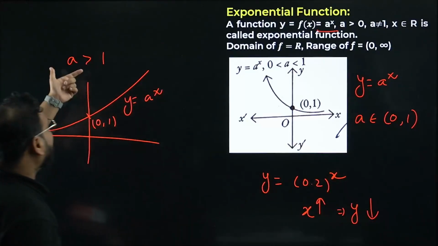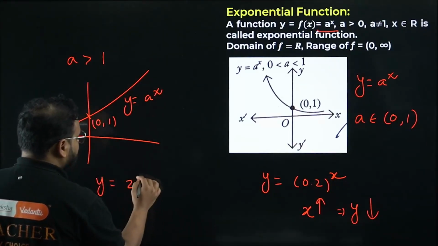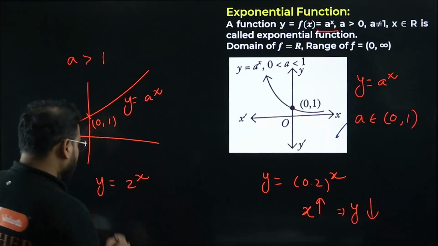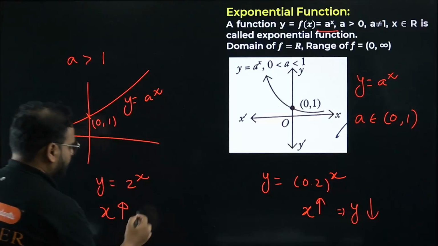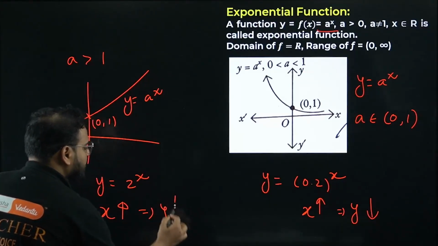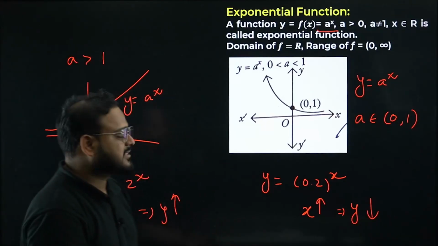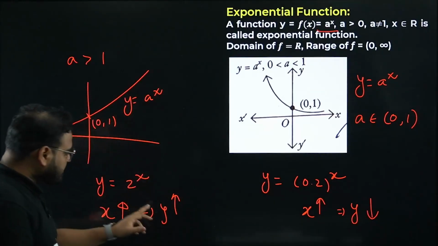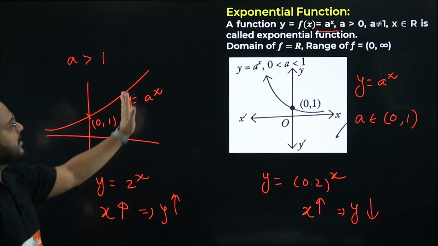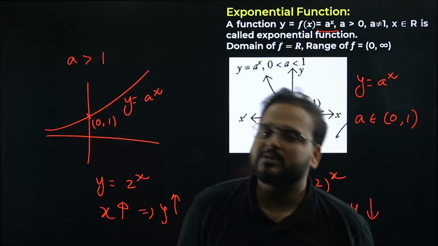Whereas if you have the value of a more than 1, think about y equals 2 power x. You increase the value of x, taking x from left to right, and y also increases. When x is 2, it is 4. When x is 5, it is 32; for 6, it is 64. It keeps increasing like that. So if you increase the value of x, y also increases. This is the trend for the exponential function when the value of a is more than 1.